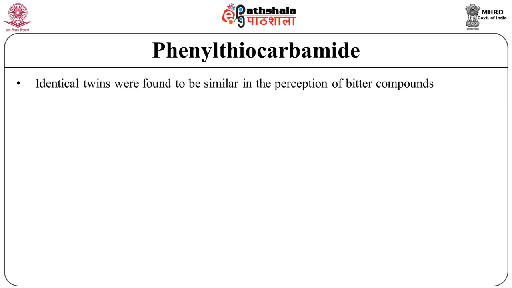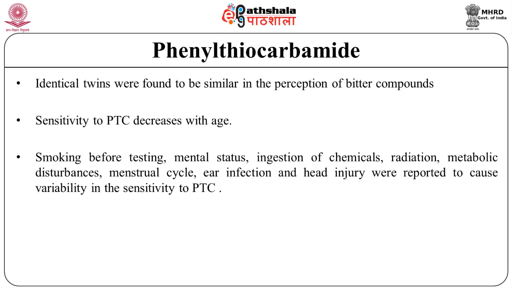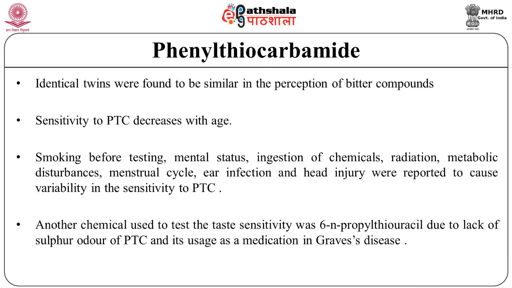Identical twins were found to be similar in the perception of bitter compounds. Sensitivity to PTC decreases with age. Smoking before testing, mental status, ingestion of chemicals, radiation, metabolic disturbances, menstrual cycle, ear infection and head injury are reported to cause variability in the sensitivity to PTC. Another chemical used to test taste sensitivity was 6-N-propylthiouracil, due to the lack of sulfur odor of PTC and its usage as a medication for Graves' disease.